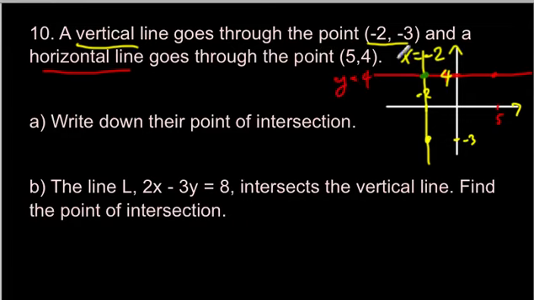Okay? So if we want to find out their point of intersection, we know that all points in this line have a value of x equals -2. All points in this line have a value of y equals 4. So the point of intersection is simply -2, -4.